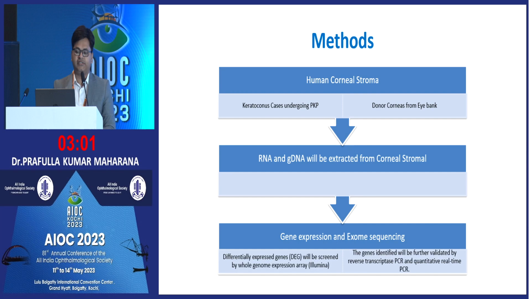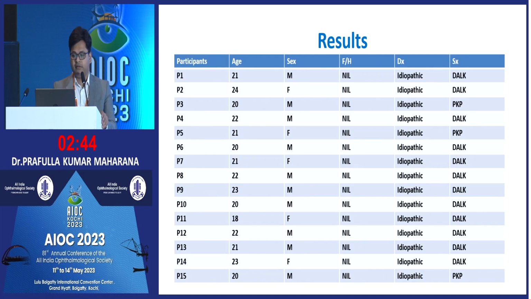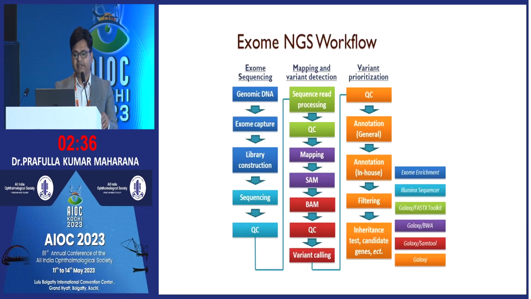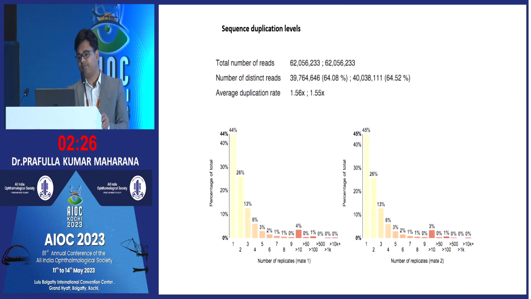So the basic method was to take human cornea from any patient undergoing keratoplasty, be it DALK or PKP, take the corneal stroma, extract the DNA and RNA from that, and then do whole exome sequencing, and then run that through the Illumina software to know if these mutations are pathogenic. So these were the 15 patients that we took, and 3 of them had undergone PKP and 12 of them underwent DALK. This is the workflow for genetic analysis, which I'm still trying to understand. All this work is done by the Department of Biochemistry, AIIMS New Delhi.